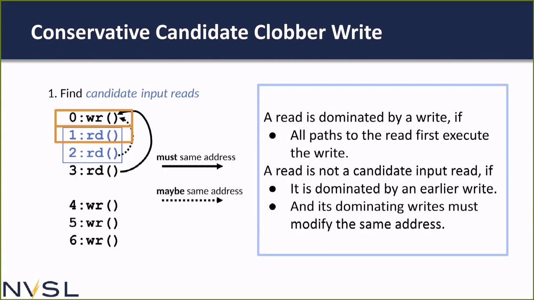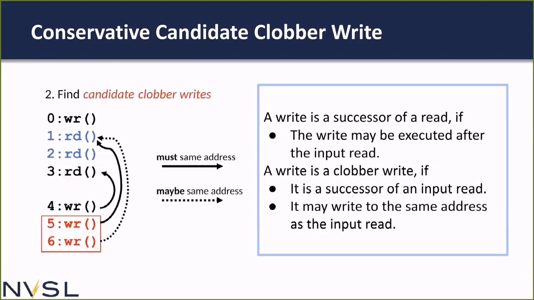In this example, read 1 is dominated by write 0, but read 1 and write 0 do not access the same location, so this makes read 1 a candidate input read. Similarly, read 2 is also dominated by write 0, and they may or may not access the same address. Because they may not actually access the same address, read 2 is also a candidate input read. Lastly, because read 3 is dominated by write 0, and they must access the same address, read 3 cannot be a candidate input read.